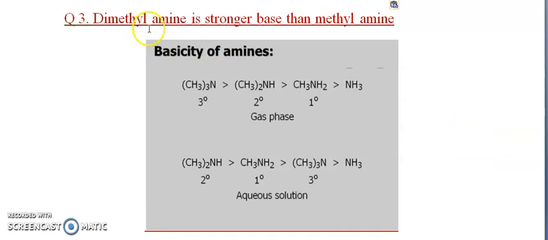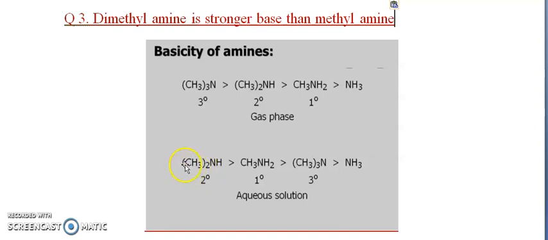Now the question is, dimethylamine is a stronger base than methylamine. It can be better asked that in aqueous solution dimethylamine is a stronger base. As you can see here in the second line, secondary amine is most basic, then primary, then tertiary, and then ammonia. Now the reason behind this fact is that alkyl groups are electron donating groups. They exert a plus I effect, or positive inductive effect.